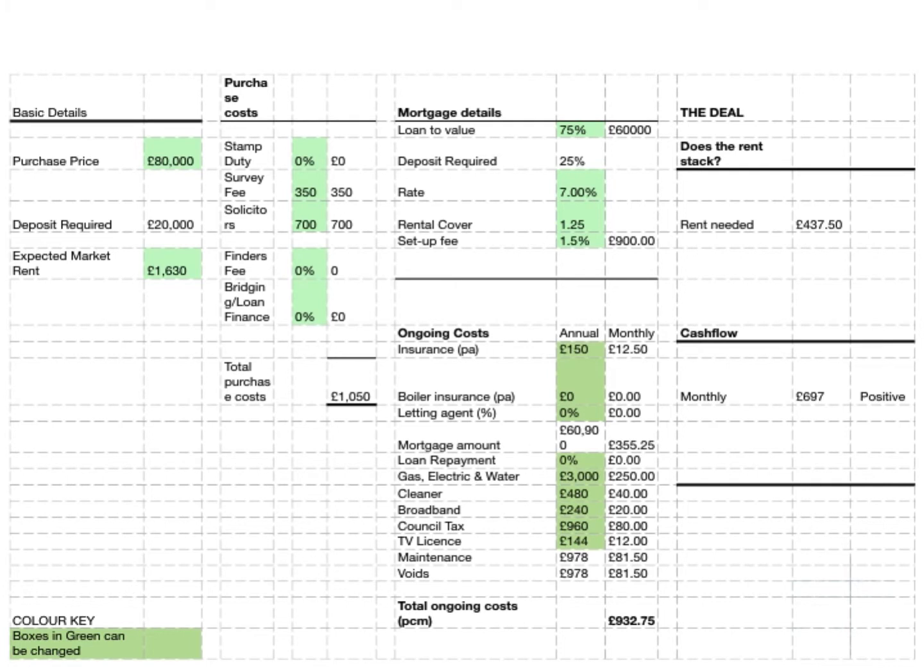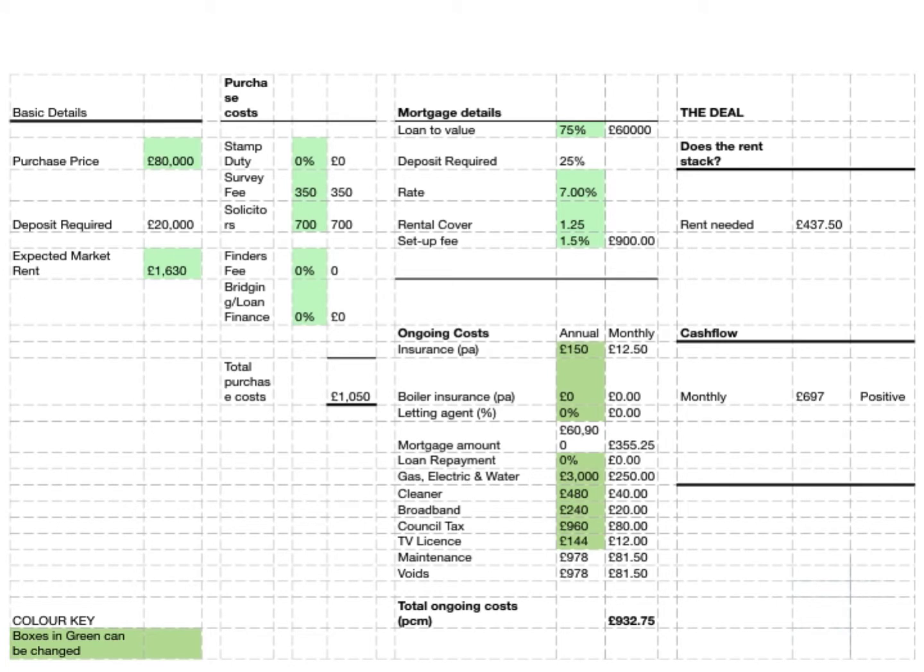Now, you and I both know that that might be possible, but the likelihood is you're going to have to spend some money on maintenance. So your true profit is not going to be £830 each month. Therefore, you are better to factor that in before you negotiate the deal with the seller.